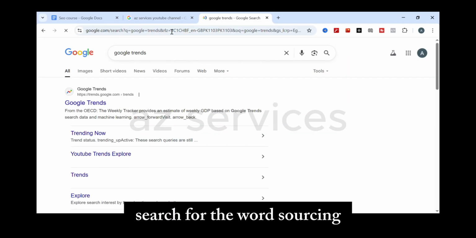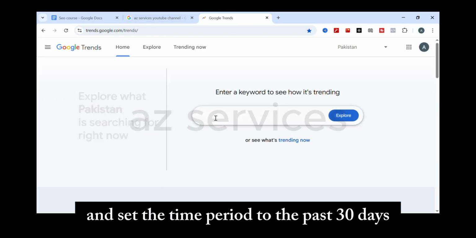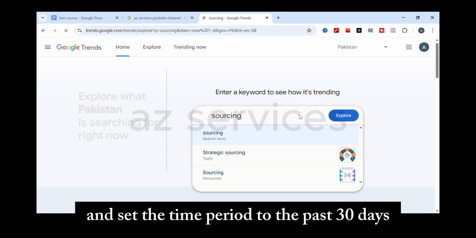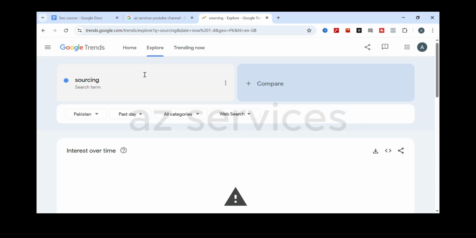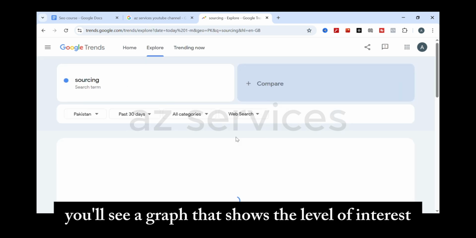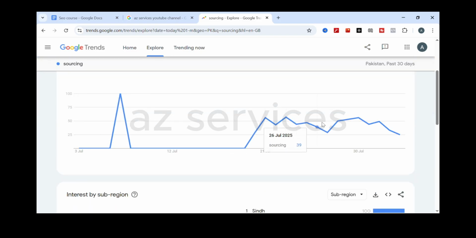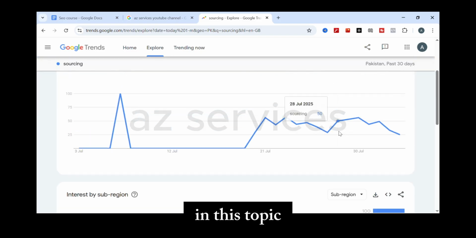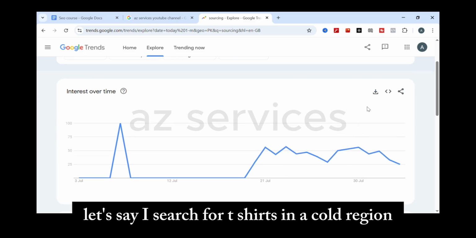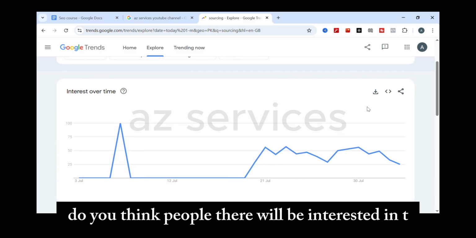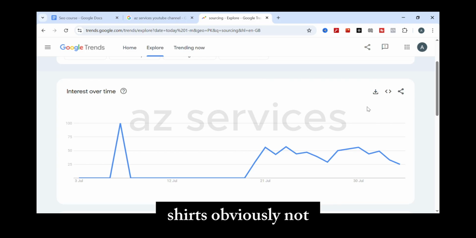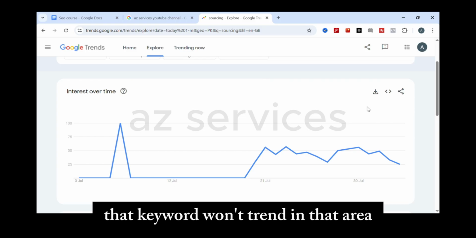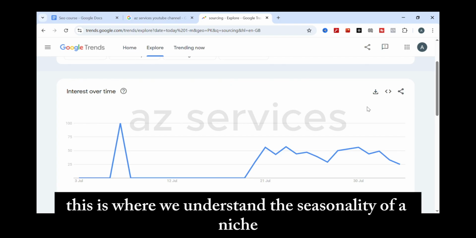I go to Google Trends, search for the word sourcing, and set the time period to the past 30 days. You'll see a graph that shows the level of interest. This graph tells us when people were most interested in this topic. Let's say I search for t-shirts in a cold region. Do you think people there will be interested in t-shirts? Obviously not. That keyword won't trend in that area because it's not relevant.